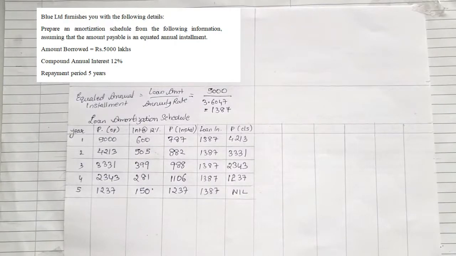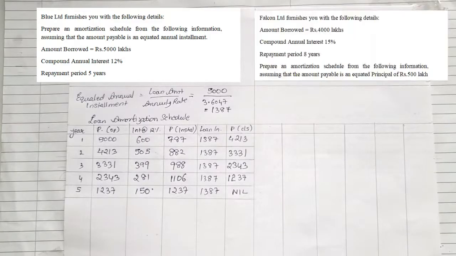Okay, so now let us do one last type of sum under amortization schedule. The question reads out as: Falcon Limited is furnishing you with the following detail. The term loan required is 4,000 lakhs. Rate of interest is 15%. The tenure of the loan is 8 years, repayable with the installment at the end of each year. And the principal amount is payable in equal installments of 500 lakhs each year. So now this is based on equal principal value.